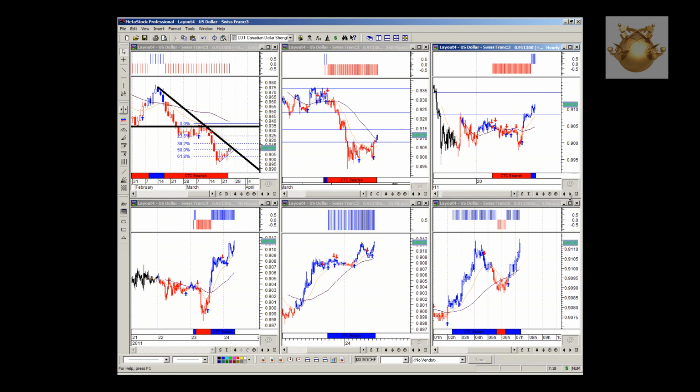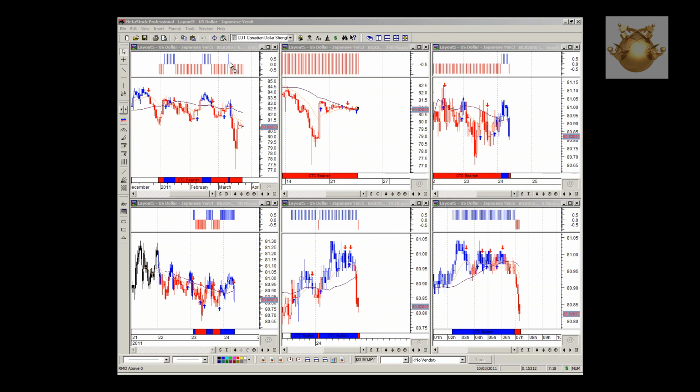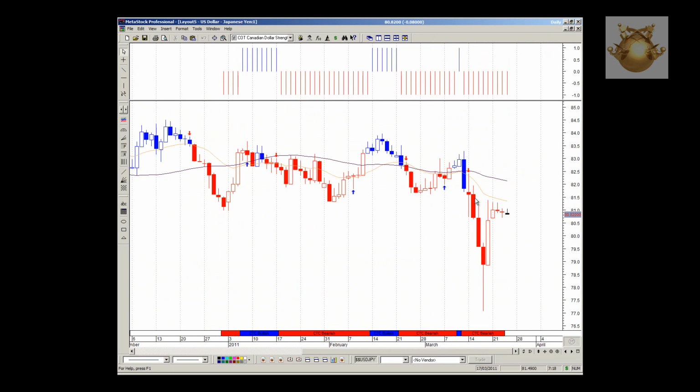Okay, that's for Swiss. I'll be back next with Japanese yen. Okay, daily chart.